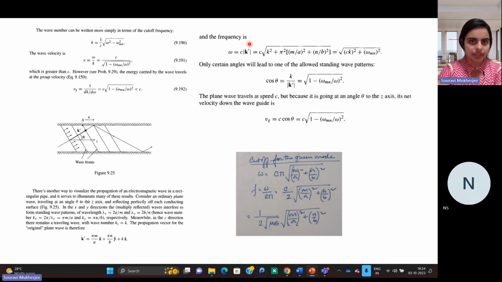And then, what should be the frequency? Frequency should be omega equal to ck. So that means this is how it's related. It basically gets back to the same expression.